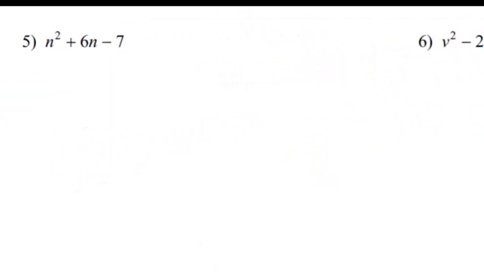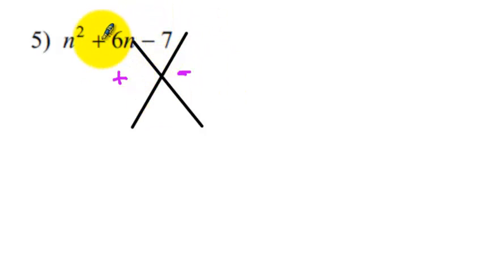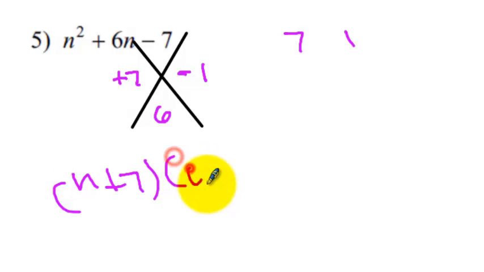Let's try example number 5. c is negative, so the factors will be one positive and one negative. This one is positive, so the factor that has a higher absolute value should be positive. If you try 7 and 1, 7 should be positive and 1 will be negative. So 7 times negative 1 is negative 7. If you add 7 and negative 1, you are going to get a positive 6. Alright, so this will be our answer, n plus 7, n minus 1.